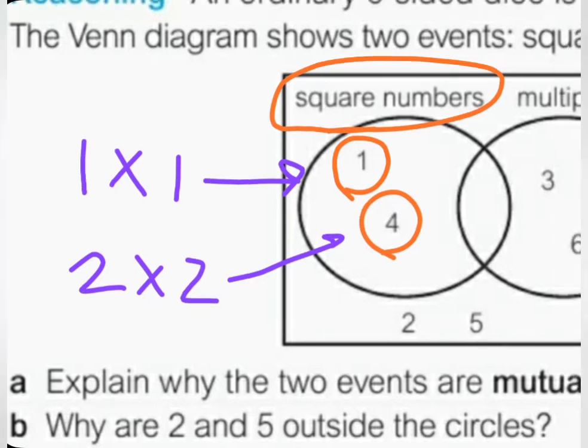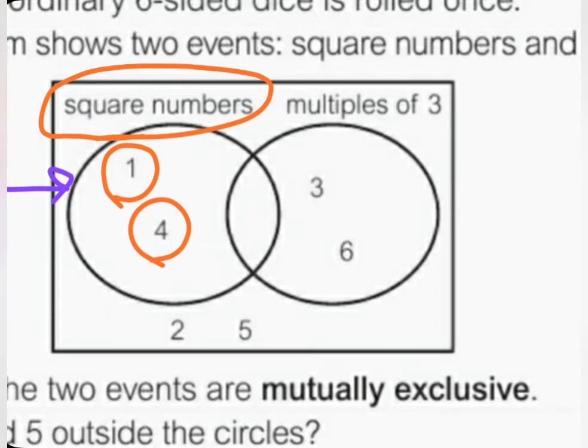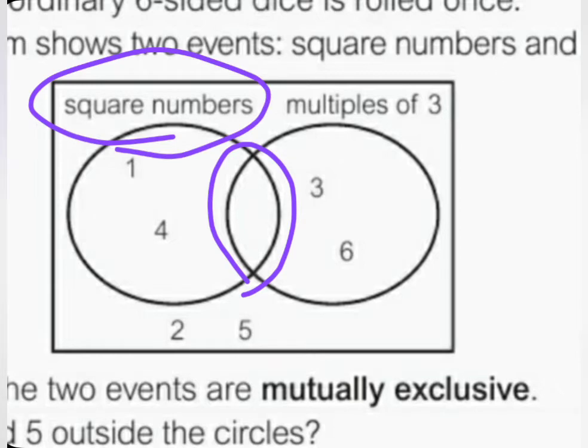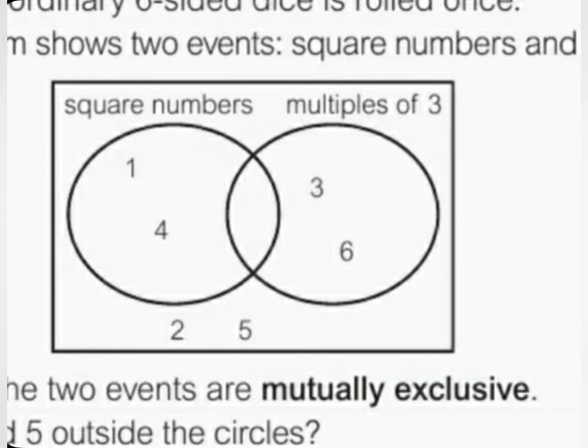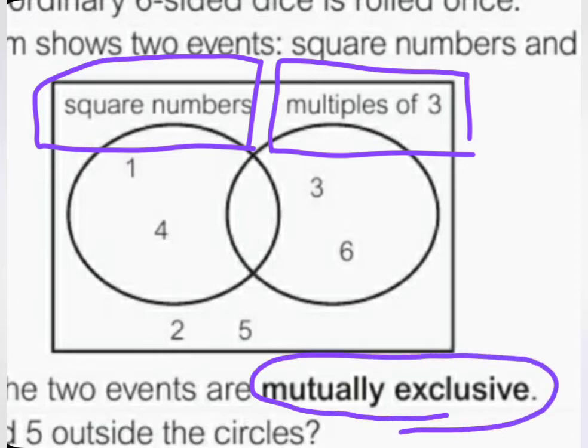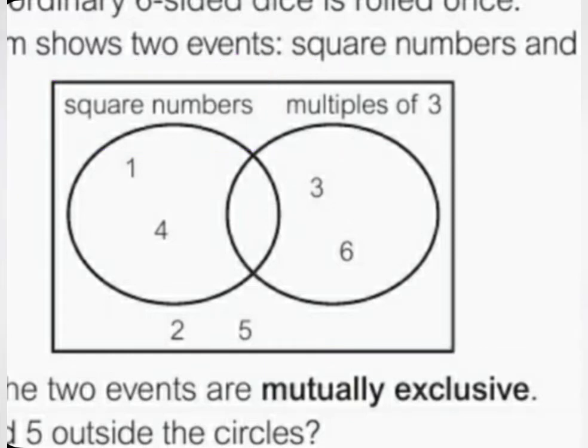Now, the other one is multiples of 3. With multiples of 3, what do we have? We have 3 and 6 in the dice. These are the only multiples of 3 that we have in the dice. Now, in the middle, we don't have anything in common between square numbers and multiples of 3. This means that these two events don't happen together at the same time. That's why they're called mutually exclusive, because they don't happen together at the same time and they don't share a number between them.